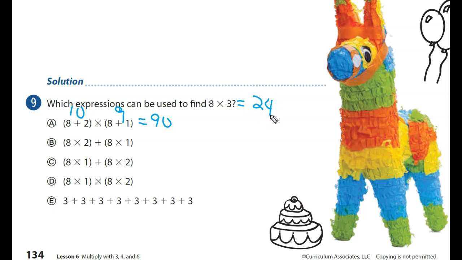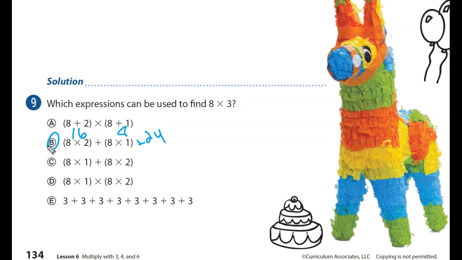Well, let's try this. It's 8 times 2. 16. 8 times 2 is like 8 plus 8, which is 16. And then 8 times 1? 8. And then I have to add 16 plus 8. That actually is 24. Okay, so B would work.